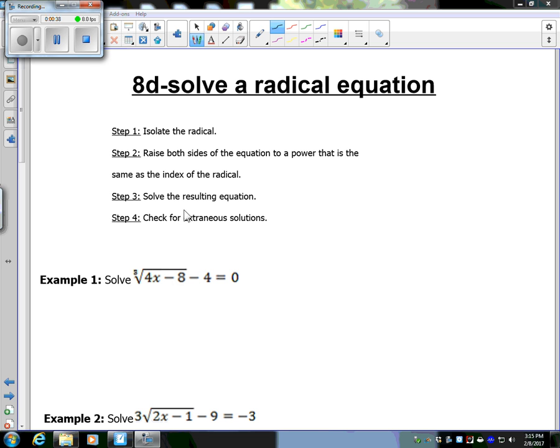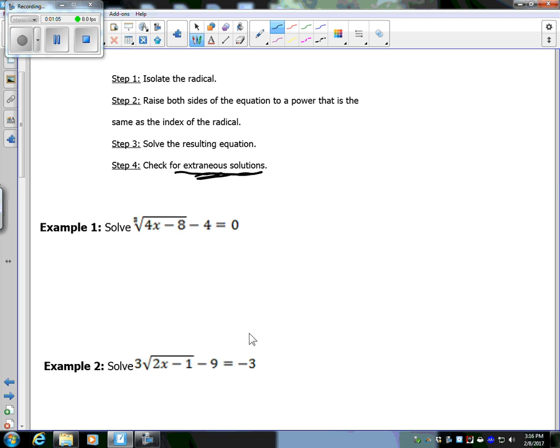And once you get rid of the radical, you solve the resultant equation. You just solve it like you did in Algebra 1. And then you check for extraneous solutions. You have to check for extraneous solutions. This is not checking your work. This is part of the actual problem. You have to check to see if the mathematical solution that you found is an actual solution. I'll talk about it later.